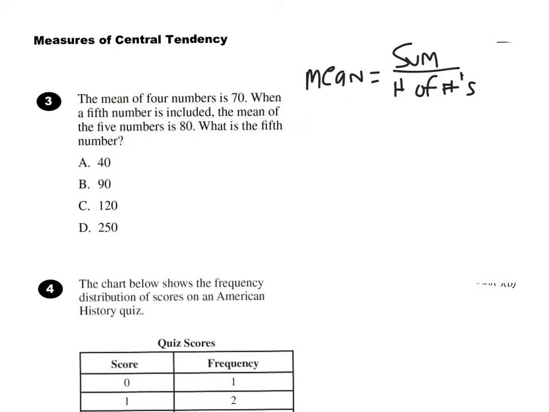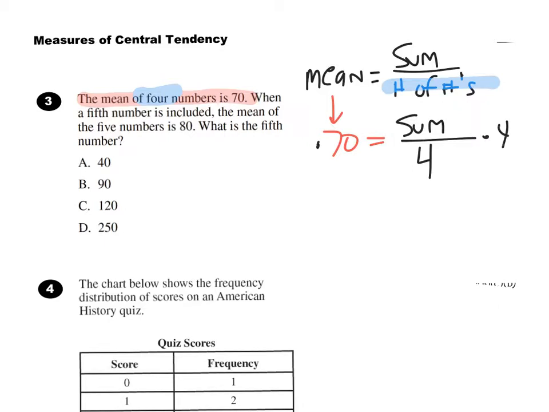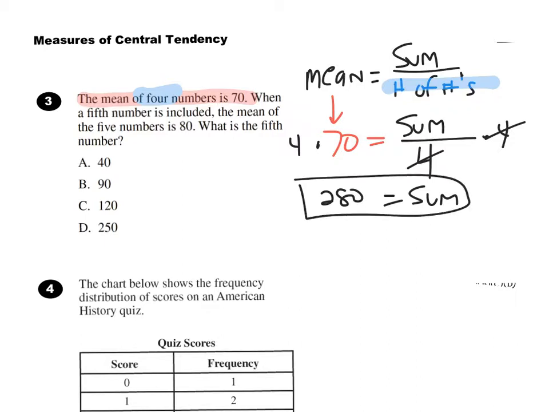Well, here they're telling you the mean of 4 numbers is 70. So what I'm going to do is I'm going to plug in the mean is 70. The sum is what I'm going to try to solve for. And here the number of numbers, well, they say the mean of 4 numbers. So here I know 70 is going to be equal to the sum divided by 4. So here if I multiply both sides by 4, here I know the sum of the 4 numbers is 4 times 70, or 280. So the sum of the 4 numbers.